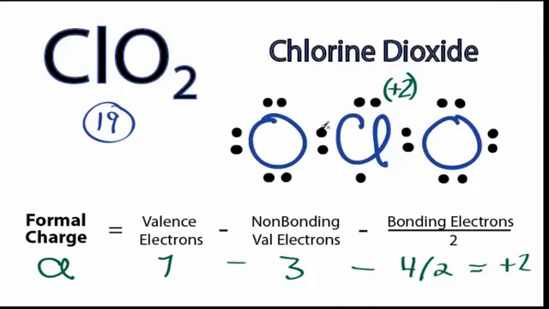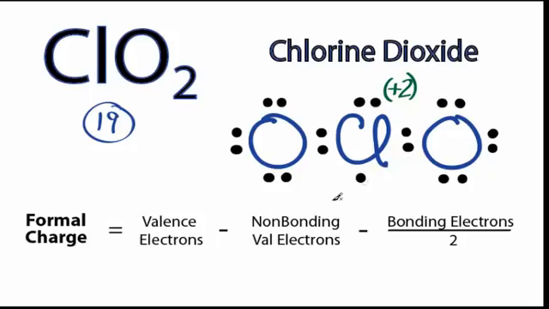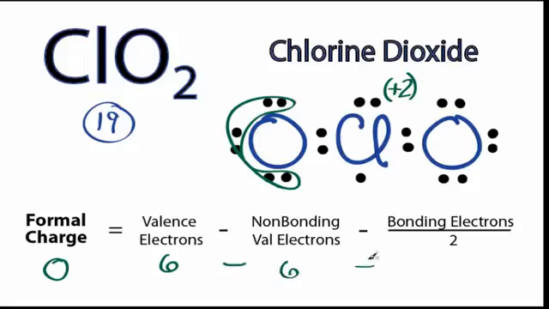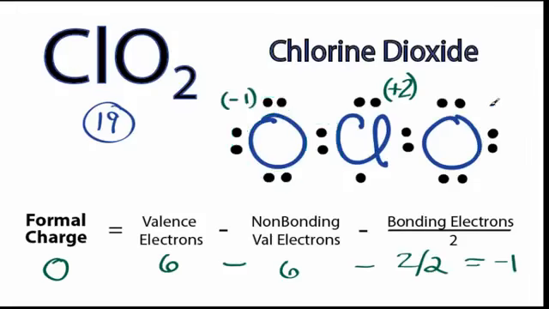Now let's do the oxygen. We only need to do one since they're both symmetrical. For the oxygen, on the periodic table, oxygen is in group 6 or 16. It has 6 valence electrons. Non-bonding, we can see that those are these right here. 6 minus our bonding. These 2 right here are involved in a bond. So 2, we'll divide it by 2, and that gives us a negative 1. That's the formal charge for this oxygen here. This oxygen over here will be negative 1 as well. So our total charge is 0, but we have this plus 2 on the chlorine and these negative 1s.